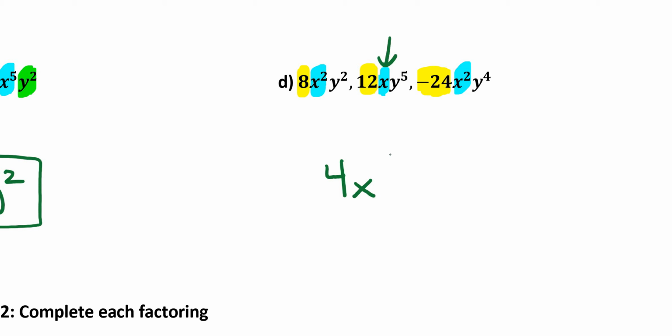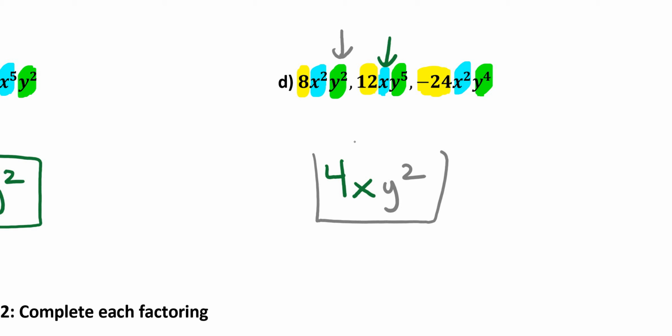That's the maximum number of x's I can remove. And then let's take a look at the y's. Which one's the smallest? Well, this one right here. This is the smallest here, so that would be y squared. So my GCF is 4xy squared.